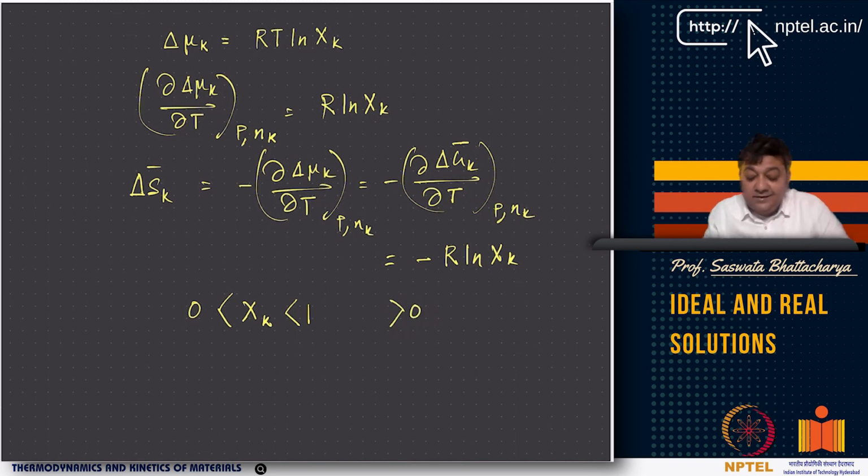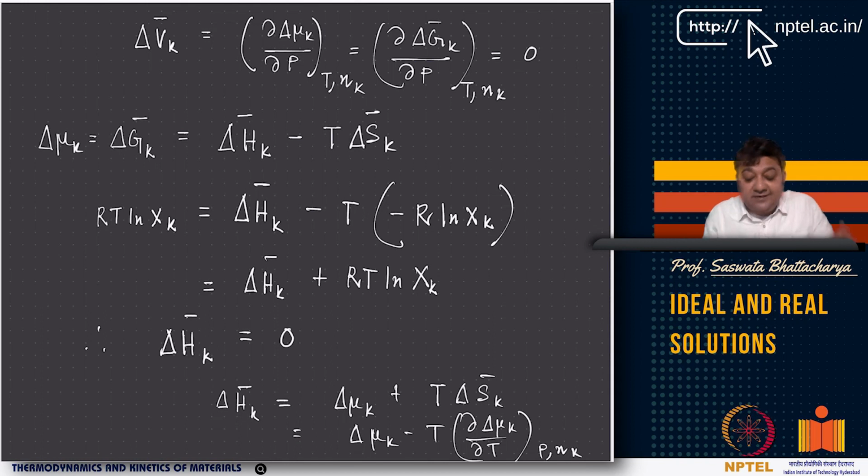So this is what you can always check: what you are deriving, does it make sense? Yes, the change in partial molar entropy of component K due to mixing has to be greater than 0. And this is what we are proving, because we are getting minus R ln xk for this ideal gas mixture. So that's fine.